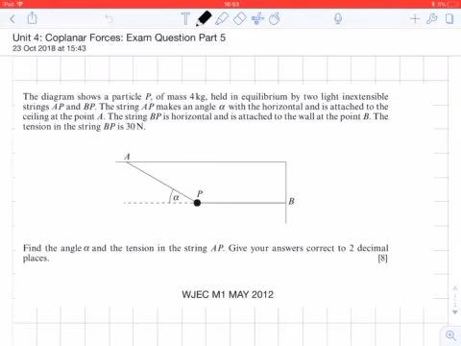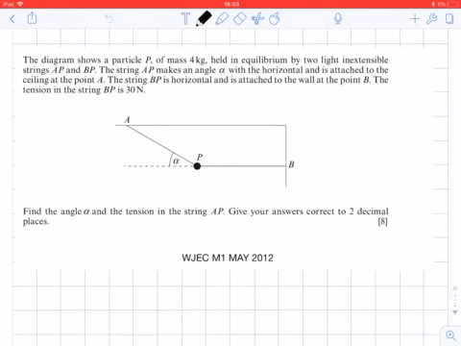In this fifth exam question we're going to look at, I'm looking at one that's a little bit more in context. What we've got here is a particle of mass 4 kilograms held in equilibrium, again that word equilibrium, by two light and inextensible strings. So now we're adding a bit more information here, like light and inextensible.